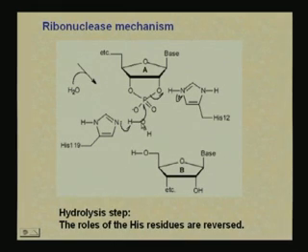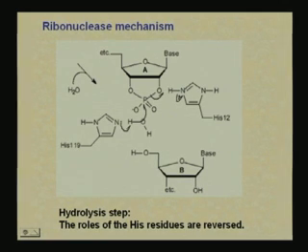This OH minus now attacks the phosphate. This PO bond is cleaved. This O then takes up the H from histidine 12. So, histidine 12 acts as the acid, providing the H. So, the roles are reversed in what is called the hydrolysis step. So, we have a cyclization step followed by a hydrolysis step.